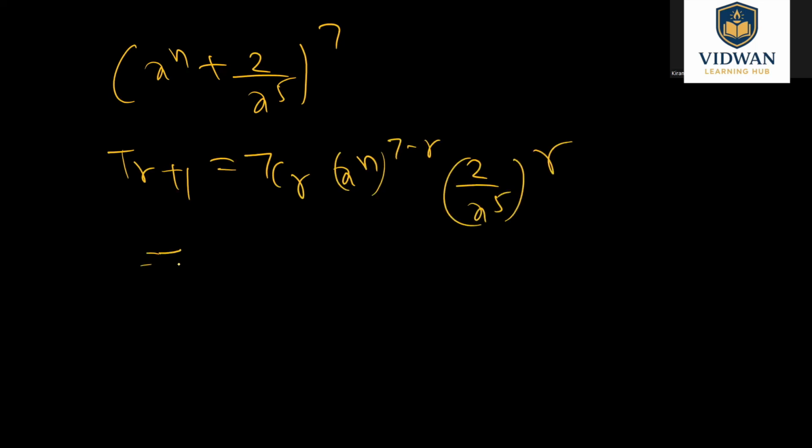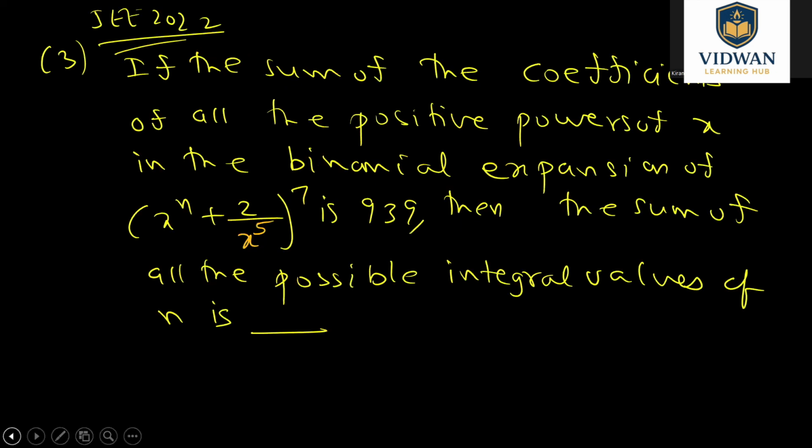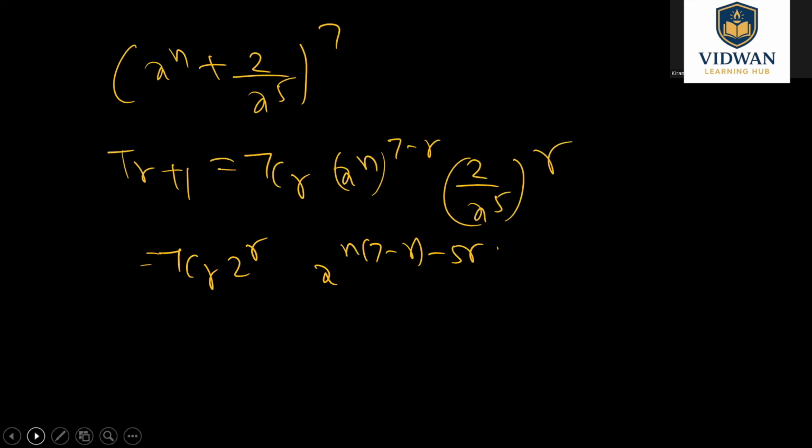So this is same as 7Cr 2^r. You can separate out. The power of x will be n(7 - r) - 5r. This is the power of x. So they said that the sum of the coefficients will be equal to 939. So you know that because the power is 7, what will be the possible values r can have? 0, 1, 2, 3, 4, 5, 6 and 7.